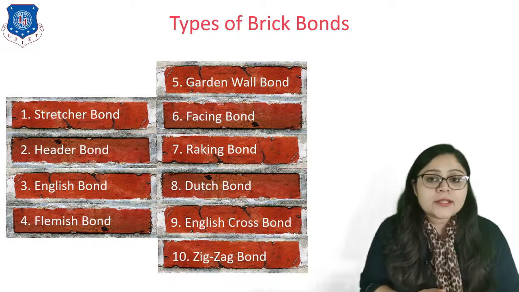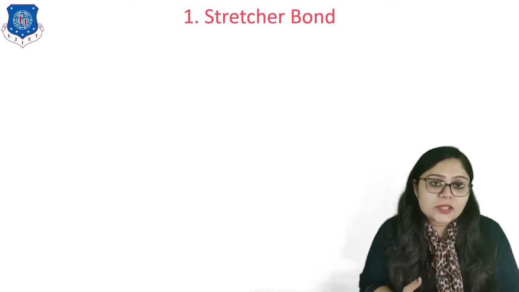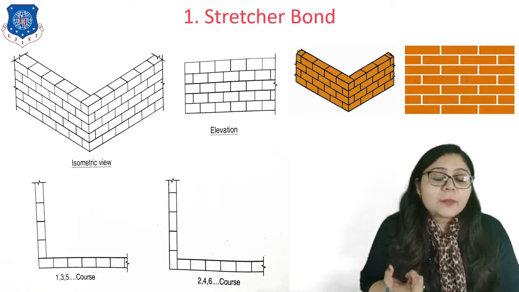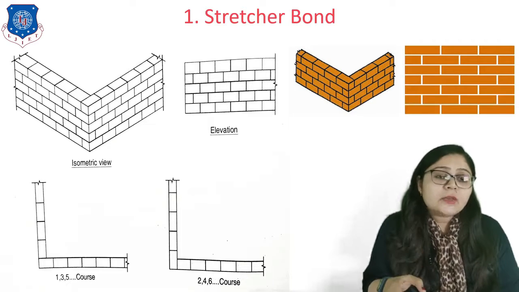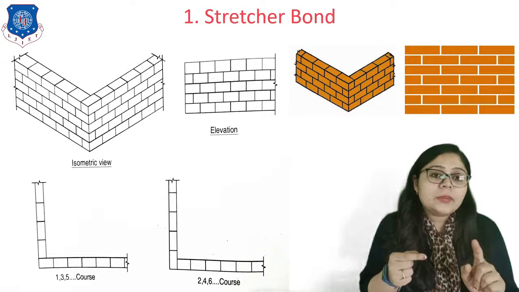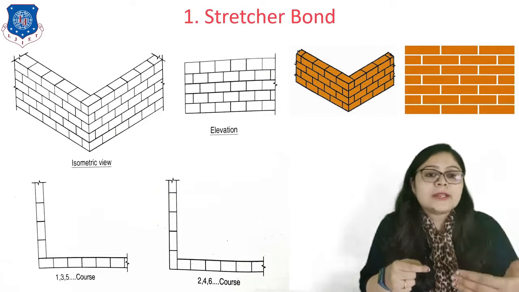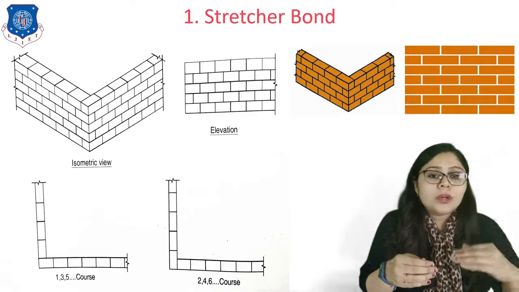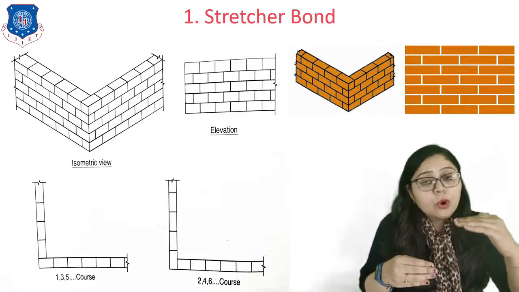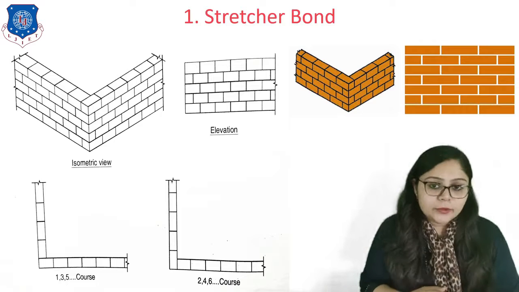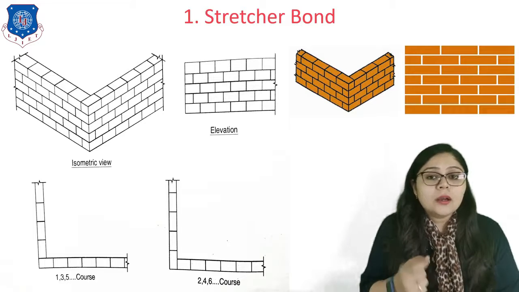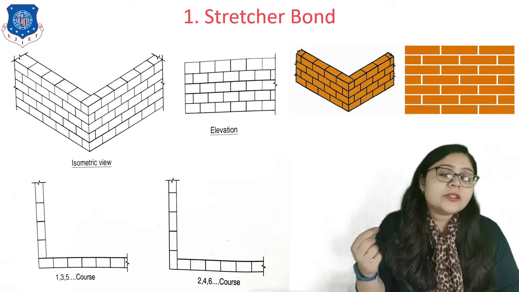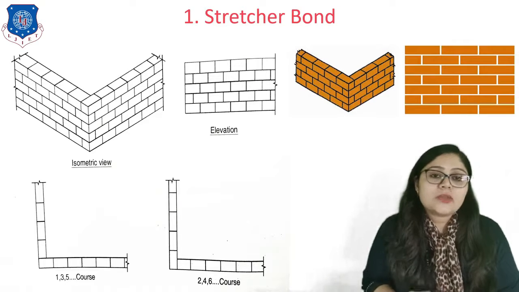So here first bond is the stretcher bond. So what is a stretcher bond? So here you can see on screen we are arranging bricks in such a way that stretcher part of that brick is in front side. So that kind of arrangement of brick in number of layers, it means in number of courses, is known as the stretcher bond. Here the thickness of wall is low. So whenever I don't want thickness but simple protection I want, at that time I go for the stretcher bond.